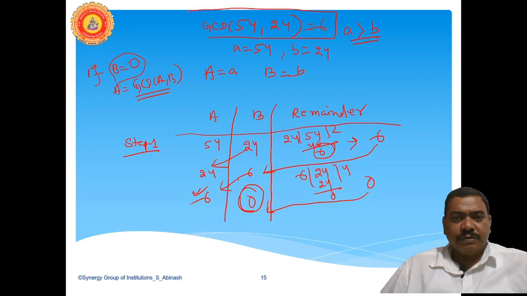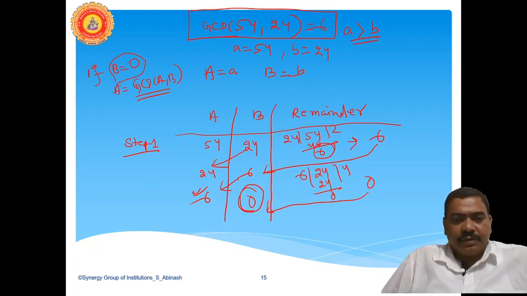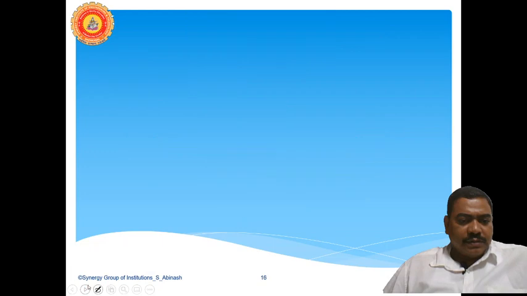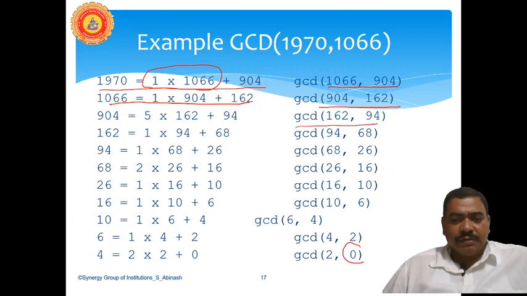So this is the process by which we can calculate the GCD, greatest common divisor, of two numbers. I think you have understood this very simple algorithm to calculate the GCD. Next, this is the expansion. We can write the modular reduction as 1 into 1066 plus 904, then it becomes 904 comma 162. Repeat, and when the remainder is 0, then the GCD will be 2.